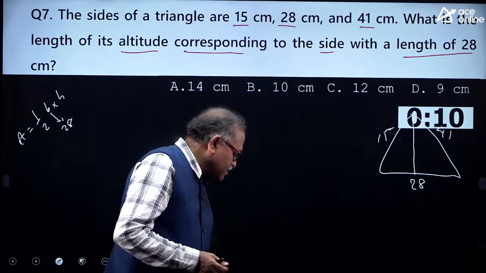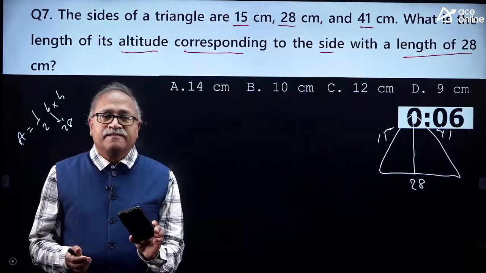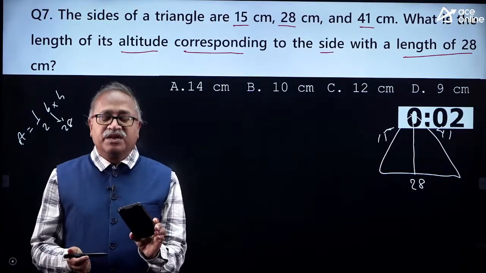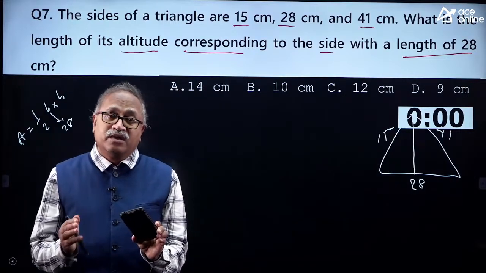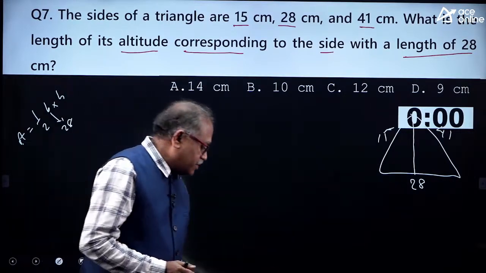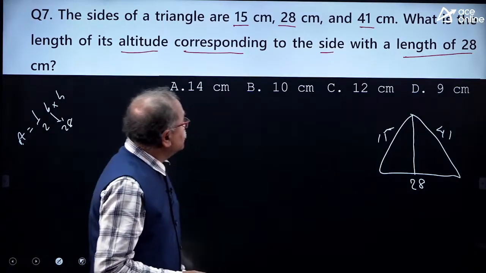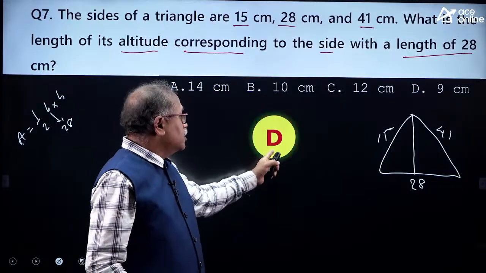Let me check that. Let the time be over. 30 seconds. It's very difficult to compete with the people, not only Aman, but all the people like Aman. Now let me check that. 9 is the right answer. Option D, you are talking of.